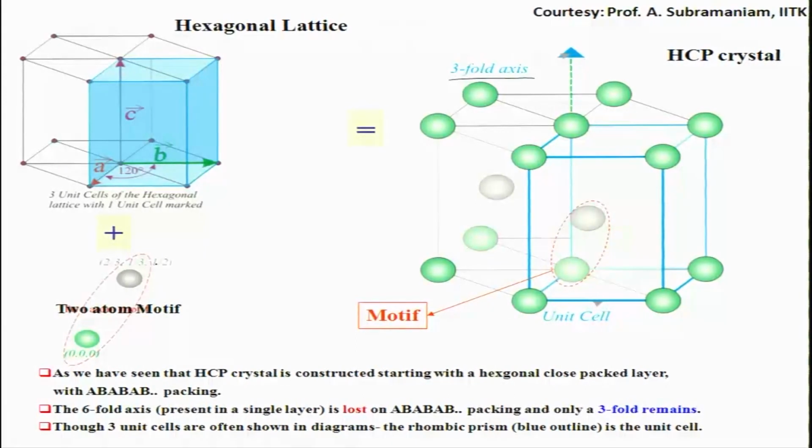Because of the presence of the intermediate layer, that is the B layer: if you have just one single layer, the top layer, let us say, you have a 6-fold axis, right? You can rotate it by 60 degrees and still achieve the same configuration. But because of the presence of this B layer, you have now lost that 6-fold. So what you now have is just a 3-fold axis. Only a 3-fold remains in this lattice, and although I have shown the 3 unit cells here, the unit cell actually is the smaller one, the rhombic prism, the blue one.